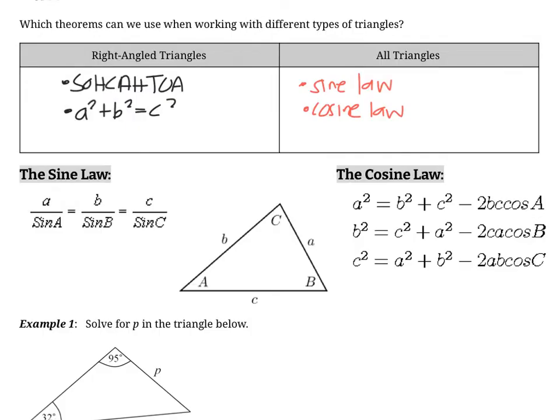So here's what the sine law and the cosine law look like. The sine law is a bunch of ratios, and the cosine law are three different equations that look very similar, just with some changes in letters. So as we can see, sine law and cosine law, it doesn't use opposite, adjacent, hypotenuse like SOHCAHTOA does. It uses the letters A, B, and C.